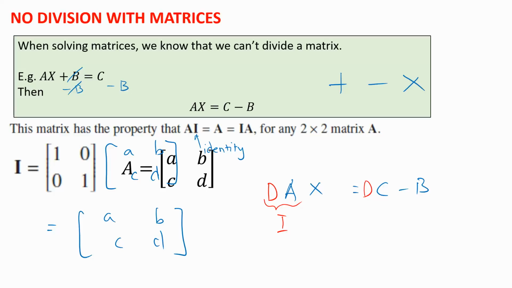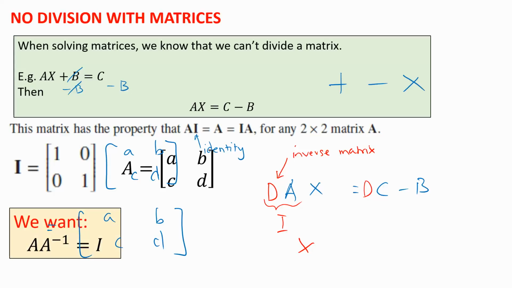Your goal is to find out this number or this matrix so that when you multiply those two, it gives you identity. Why do you want identity? Because identity times X is X. So this is your goal. You're trying to find out this. And this is what we call the inverse matrix. Okay, so that's the logic.